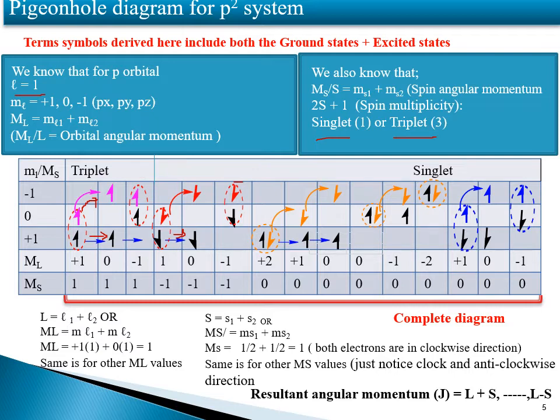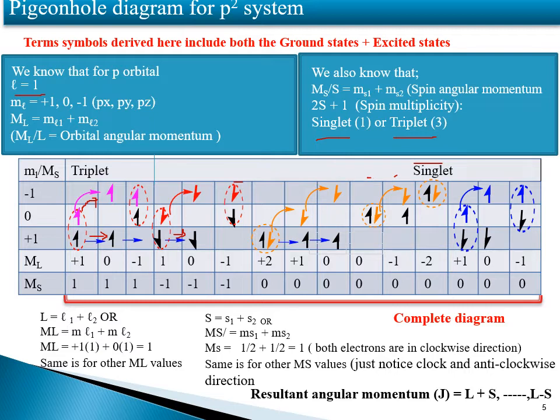Here, in this case, it is singlet. Why? Because both are paired. So S will be equal to 1 by 2 minus 1 by 2. It will give us 0. By putting this 0 in this 2S plus 1 formula, we will get a singlet.